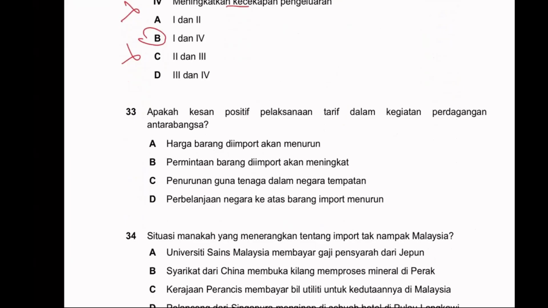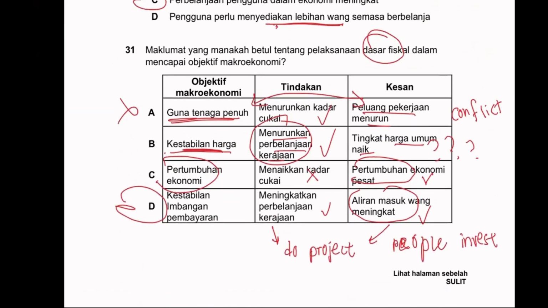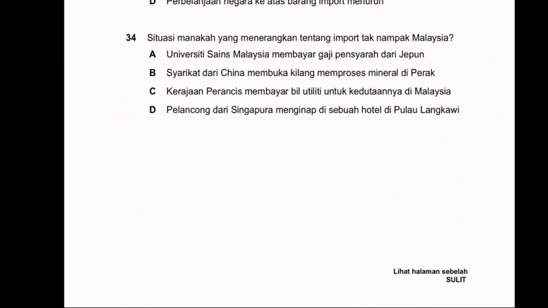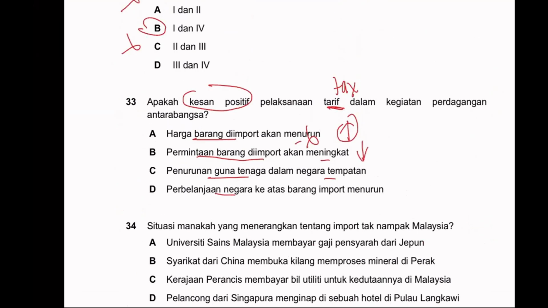I don't know. Okay, apakah kesan positif tariff? What is the good thing about tariff? Good thing about tariff, yeah? Tariff is tax. Harga barang import menurun? No, it should be increased. Permintaan barang import meningkat? Hello, already kena tax. Permintaan go down lah. Penurunan guna tenaga. 31 is donkey, 32 is bee. Okay, perbelanjaan negara atas barang import menurun. Answer is donkey. Because we don't need to spend that much of money in import. Because they kena tariff, import become lesser.